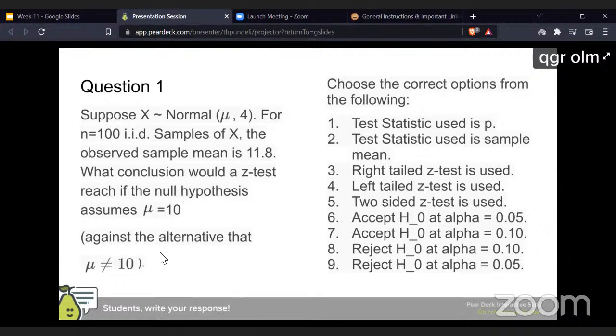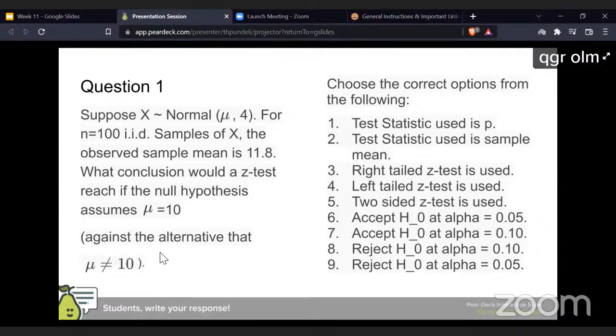But even if it had not been given in the problem, you are still testing for the mean and the variance is known to you, so you are basically using the Z test. Okay, now it is clear that it is a Z test and a two-sided test. Now what test statistic are we going to use? Is it a proportion p or is it a sample mean?